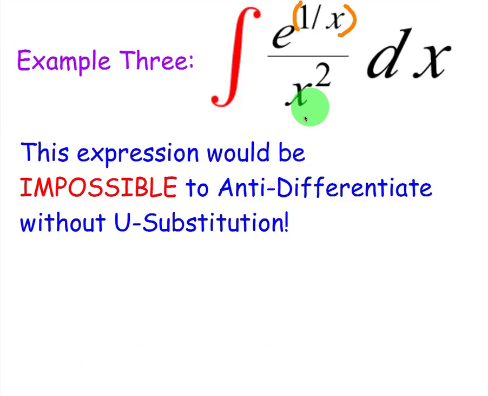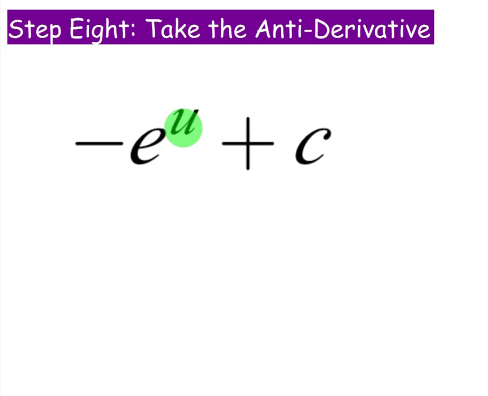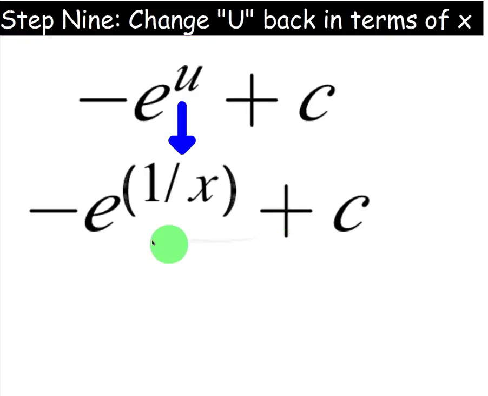So again, this one's a lot easier than it looks once you find the correct u. And when you find the correct u, you just have to take the antiderivative of e to the u, and you get a simple answer. Just to refresh your memory, the final answer is negative e to the 1 over x plus c. That is your antiderivative. If you have any other questions about this example, let me know.